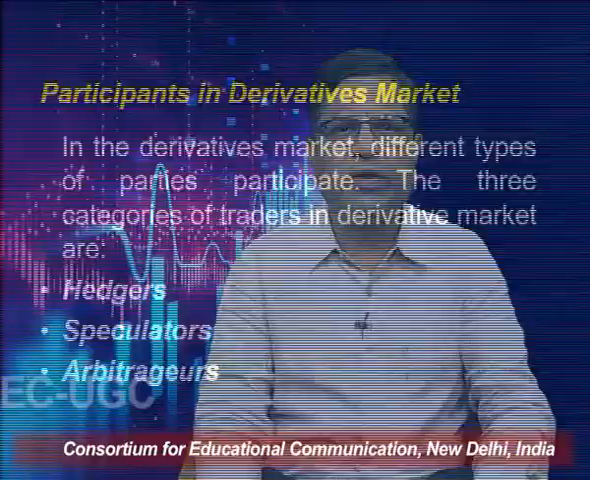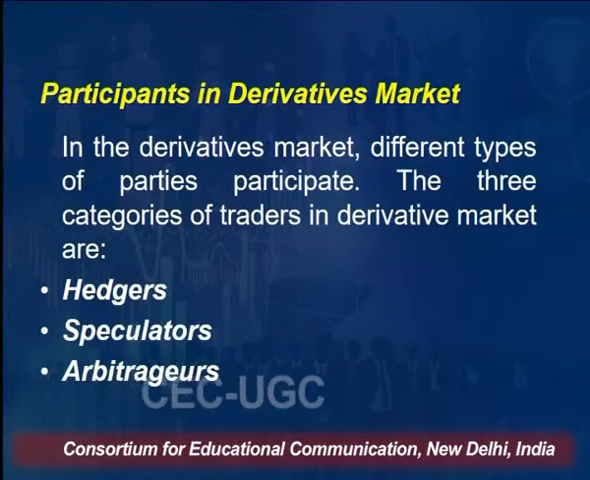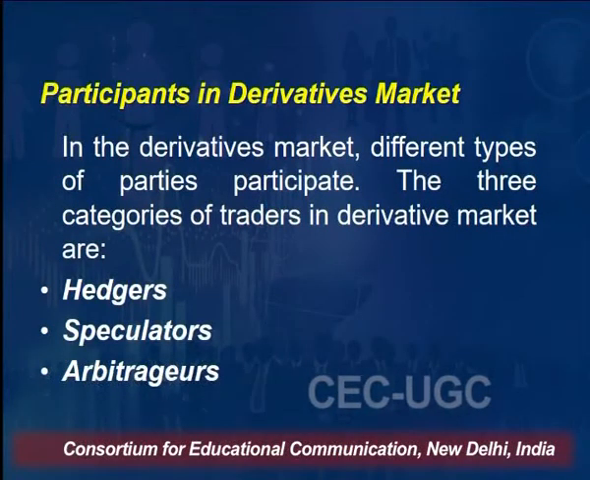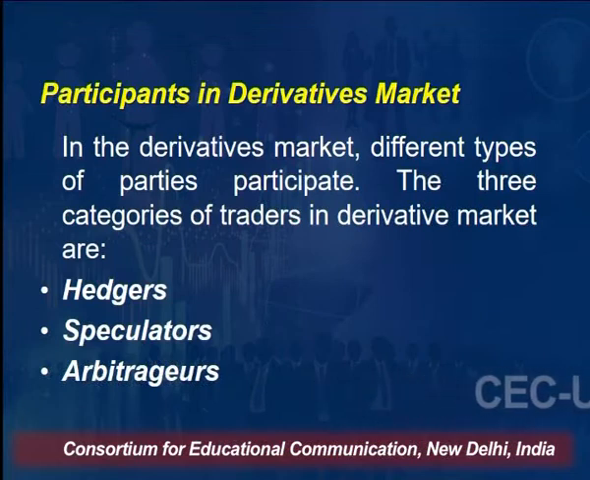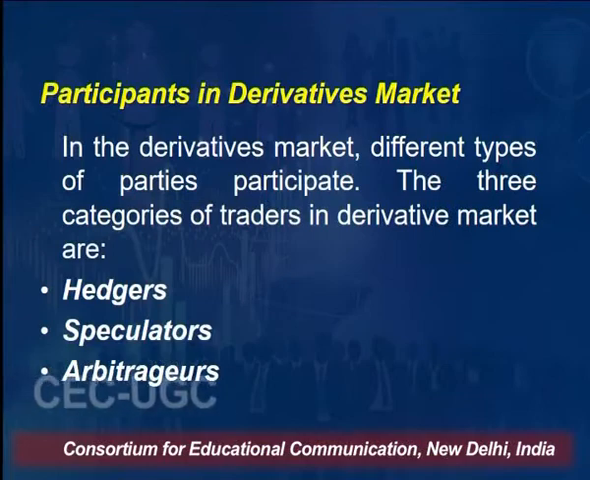So who are the parties who are involved in the derivative markets? I will say there are three different types of parties which are involved in the derivative markets. The three categories of traders in derivative markets are called hedgers, speculators, and arbitrageurs. So let me talk of what hedging means, who the hedgers are, who the speculators are, who the arbitrageurs are, right? Let me talk of the hedgers first.